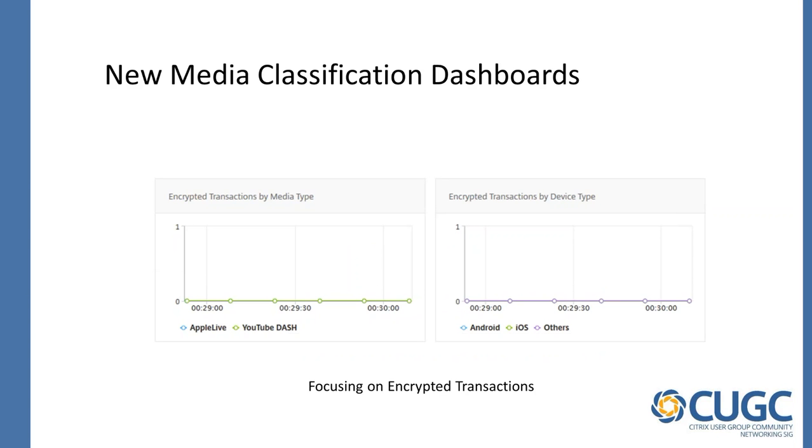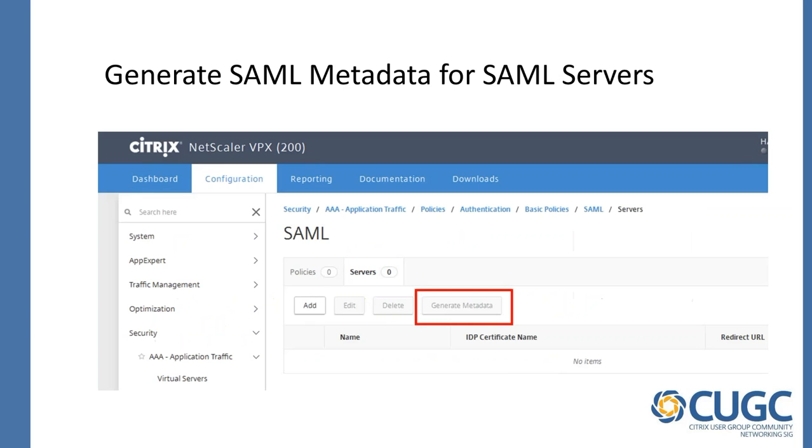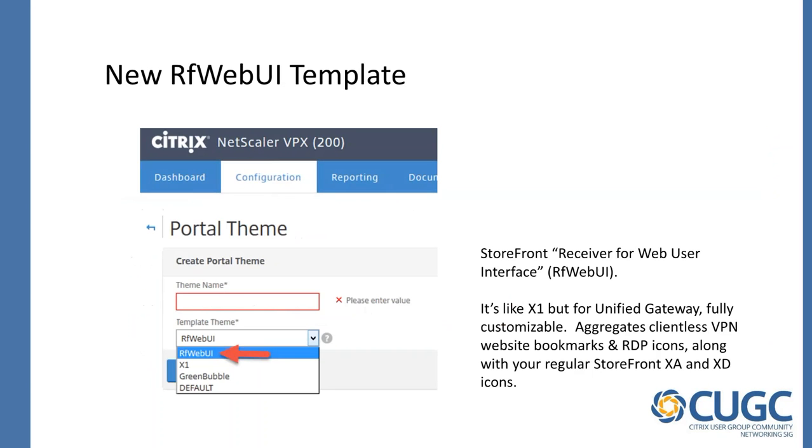We have some new media classification dashboards. Again, NetScaler is a security-focused appliance, and it's making a point to be able to show some of this encrypted transaction. So it's there. We have generate SAML metadata for the SAML servers. This really helps people build their authentication policies, so that's an important feature. And then here, the rfwebui template. This is very, very big.